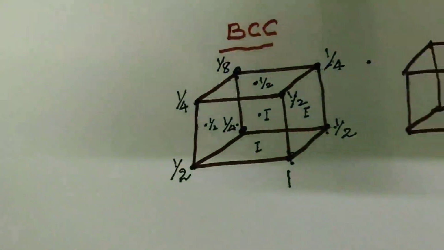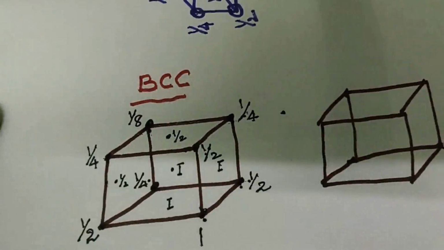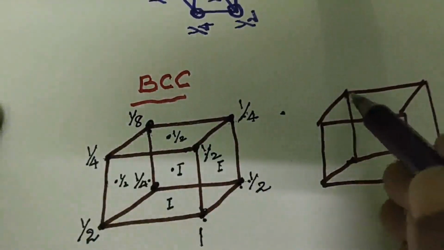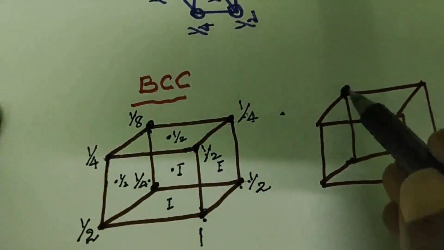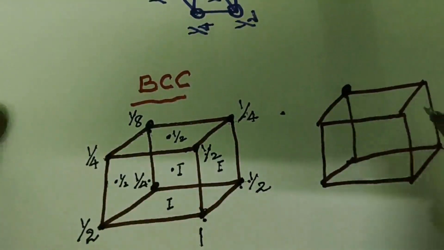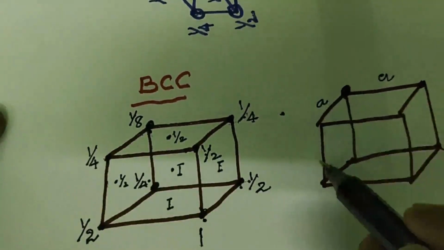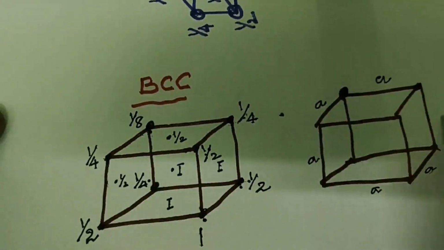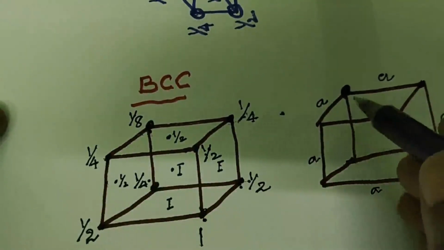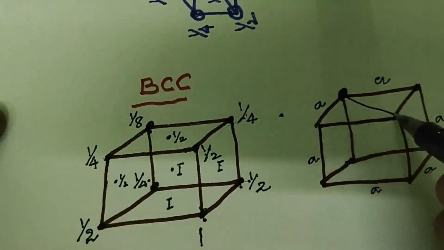Then in a BCC crystal, the edge length between atoms at the corners is a. Every edge length is a. Here also a, here also a, here it is a. Then this is the face diagonal.